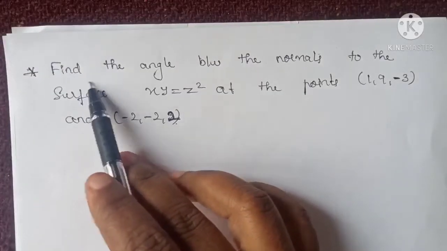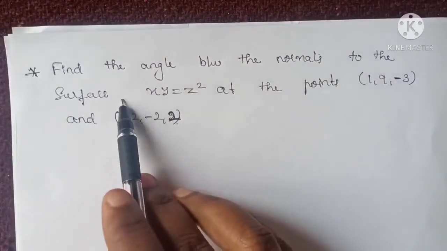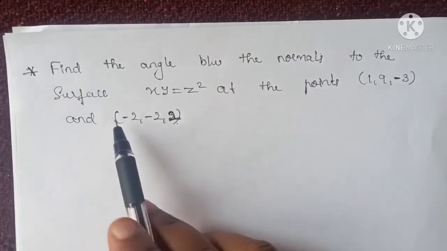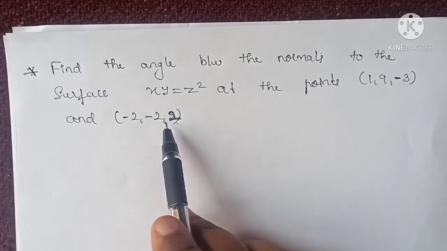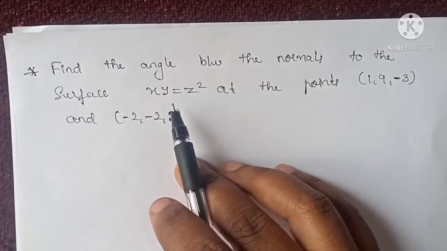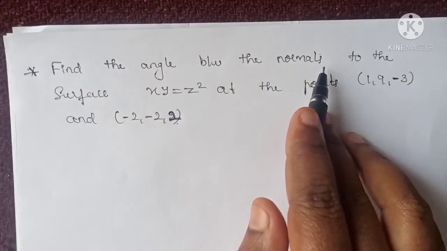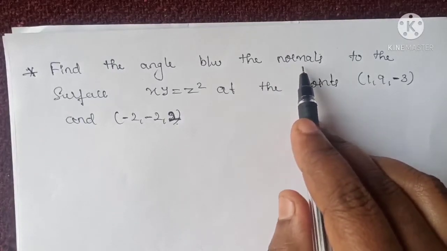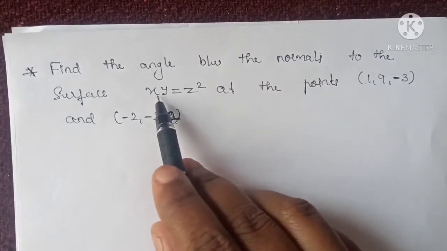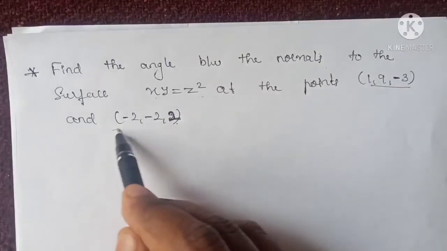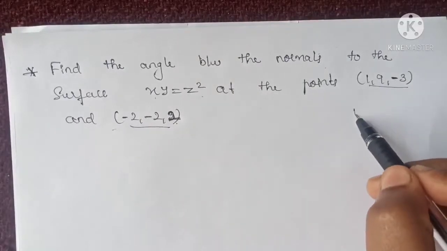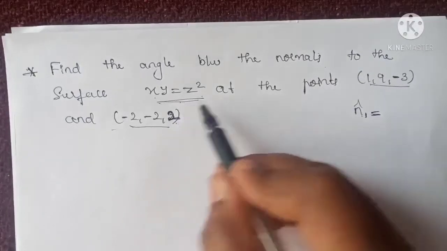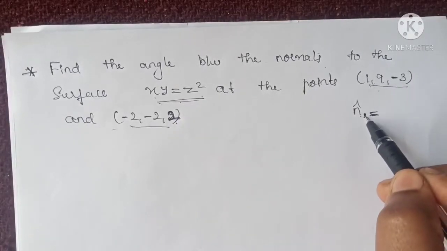So you can solve these two. Next, find the angle between the normals to the surface xy equals z square at the points 1, 9, minus 3 and minus 2, minus 2, 2. Here we have to find the angle between the normals. So first we have to find the two normals, that is n cap, for the same surface but at different points. First we take n1, del phi is the same, only we have to change the points here. That one we treat as n1.